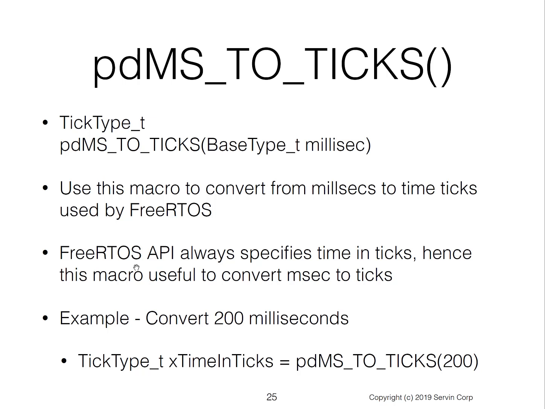So this macro will be used quite often in our code samples. The FreeRTOS API always will specify ticks as the parameter, but we'll use this macro to convert from milliseconds. So here's an example. We may want to work with 200 milliseconds, so we pass in 200 right here. We put it into this macro pdMS_TO_TICKS of 200, and what we get back is a tick type, and this tick type would be in ticks. How many ticks of the clock do we want to go by?